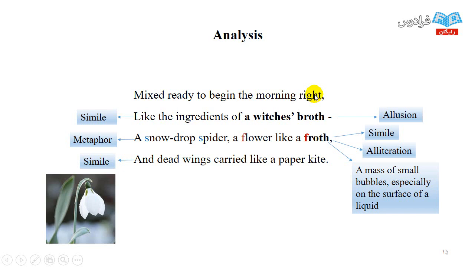The spider, the moth, and the flower have been mixed to begin the morning rite like the ingredients of a witch's broth. The words mixed and ingredients create the image of cooking. Here we have a simile. The spider, the moth, and the flower which are mixed are compared to the ingredients of a witch's broth. A witch's broth is an allusion to the three witches in Macbeth, an important play by Shakespeare.